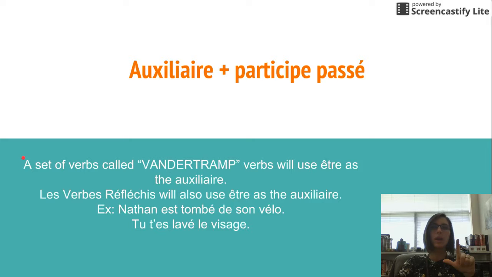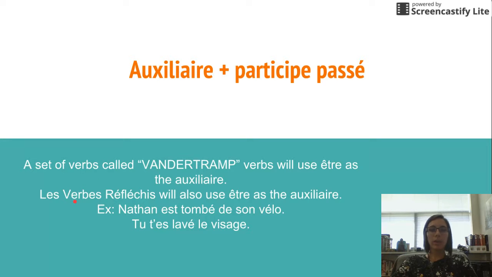So there are two times when you use être as the auxiliaire. First, there's a set of 17 verbs. These 17 verbs will always use être as their auxiliaire, no matter what past tense we're using. These are called Van der Tramp verbs, and they're called that because there's an easy little acronym that you can use to remember all of the different verbs that are considered Van der Tramps. They're considered the ones that will use être as the auxiliaire. For example, we have venir, aller, naître, descendre. There's 17 of them, and we'll go over those in just a minute.